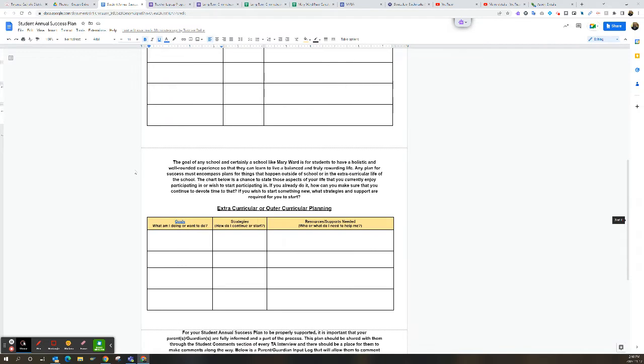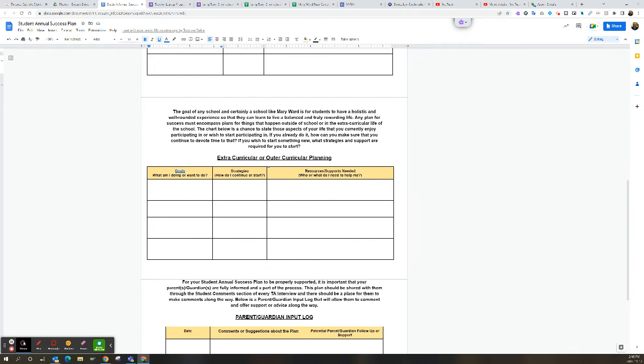And then they'll go down to extracurricular or outer curricular planning. And what we mean by outer is even stuff that has nothing to do with school, but things that are going to help their mental health or physical health, those sorts of things, relationships that they want to consider. Those are things that we want to do or continue to do. And then how do I make sure that I'm able to have the time to do that?